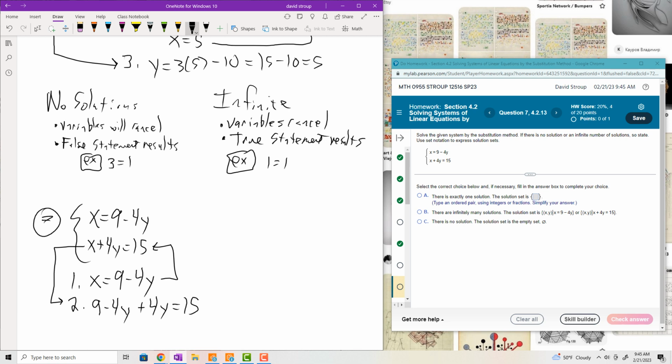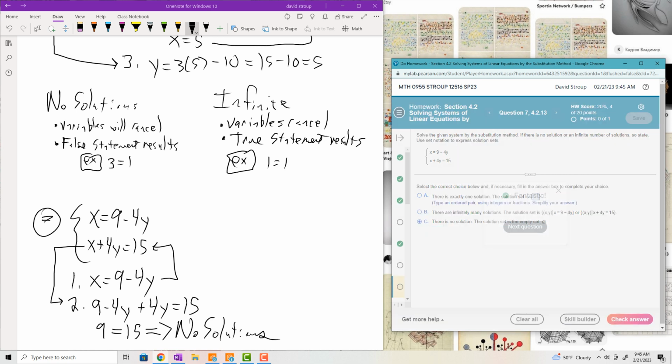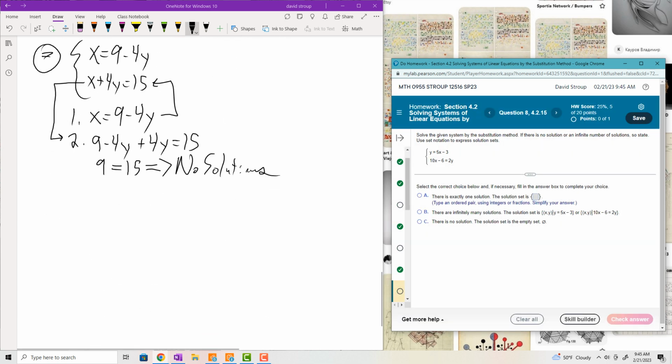And there you see it already, right? So 9 minus 4y plus 4y, those cancel, and you just have 9 is 15. So that's a false statement, and that implies no solutions. So it's pretty simple when this happens. Just click on no solution, check answer. Not much work, right? Which is nice.